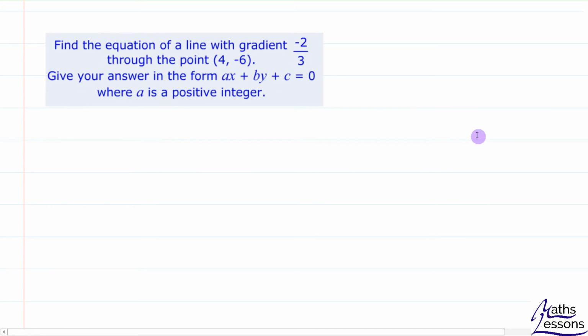Okay, so using what I taught you before, try and do this one. 60 seconds should be enough for this.